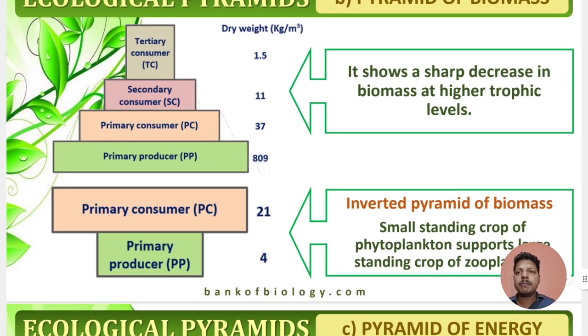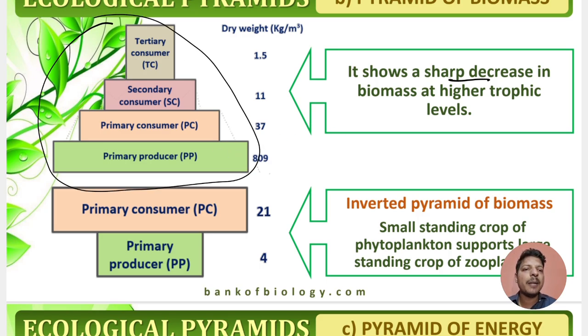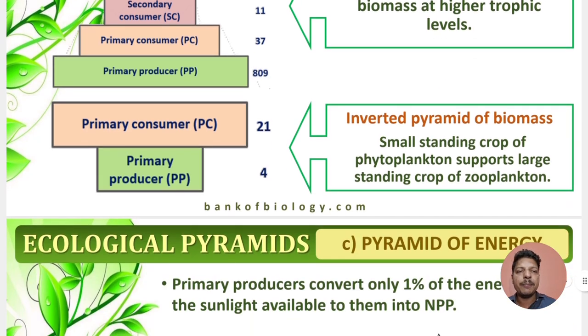Here you can see in this type of pyramid, it shows a sharp decrease of biomass at higher trophic level, as you can see. But sometimes in an inverted pyramid of biomass, small standing crops of phytoplankton support a large standing crop of zooplankton. Here you can see this type of pyramid, that is called inverted pyramid of biomass.